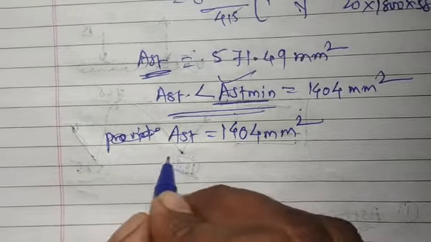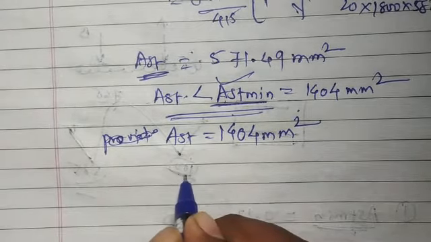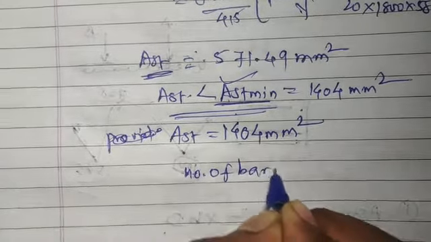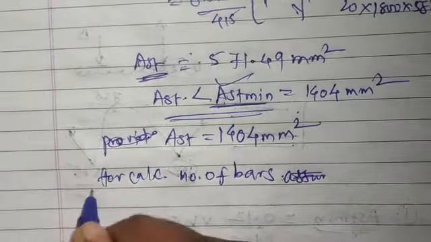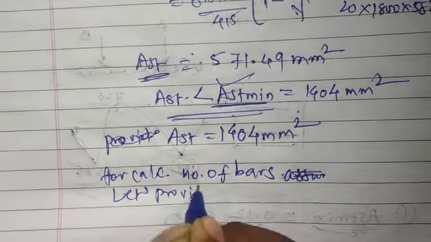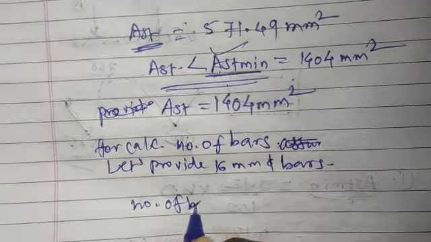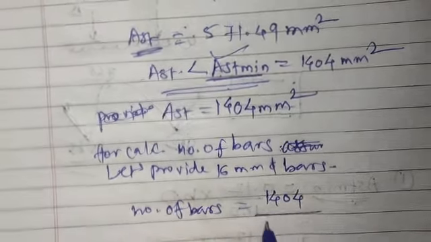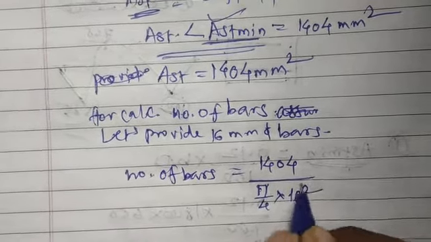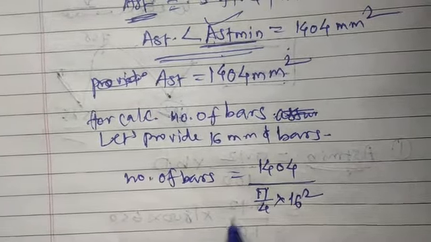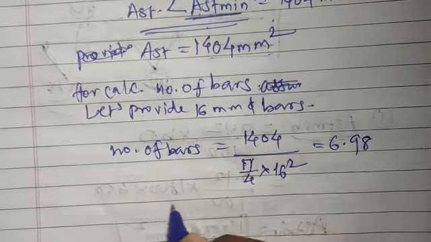Okay, now to calculate the area of steel to be provided under A, we need to take into consideration the area of bar, from which we will calculate the number of bars. So for calculating number of bars, let's directly provide 16 mm diameter bar. So number of bars is equal to 1404, that is total area of steel, divided by area of single bar, that will be pi by 4 into 16 square. So we'll check how many bars can be provided. It will be 6.98. Okay, so number of bars is 6.98. So let's provide 7 bars.